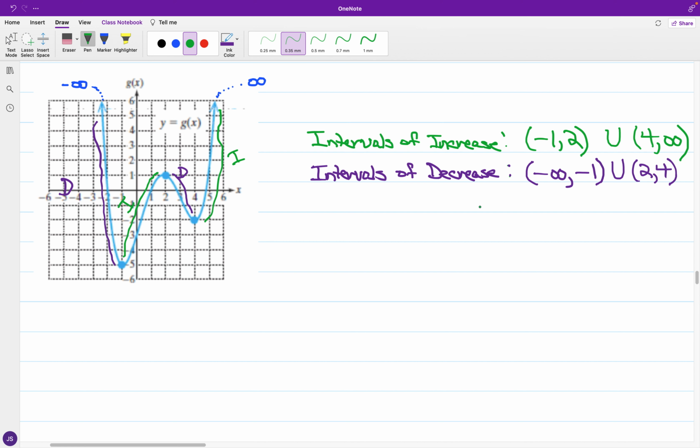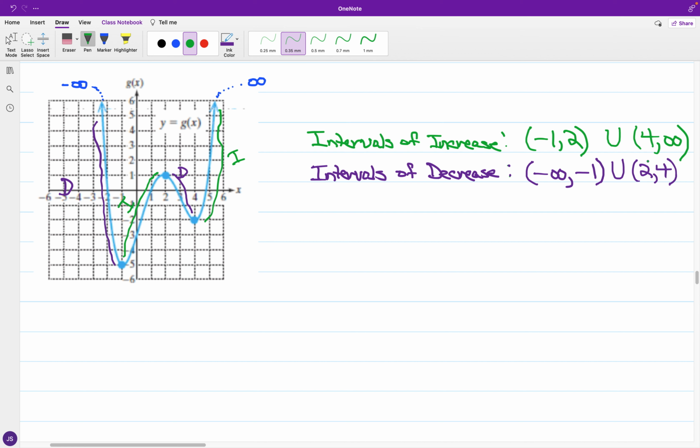Okay, so starting out between negative infinity and -1, you have the decrease. Then between -1 and 2, you have an increase. Next, between 2 and 4, a decrease. And again, for the rest of the activity, we have an increase.